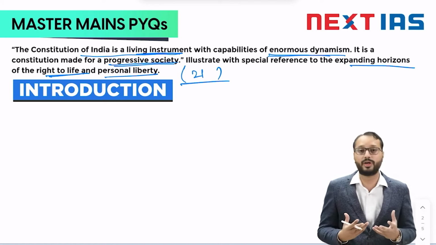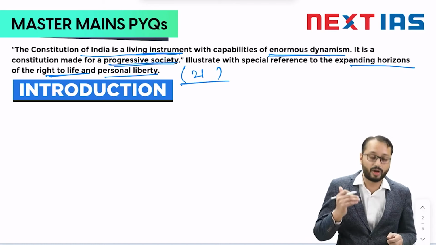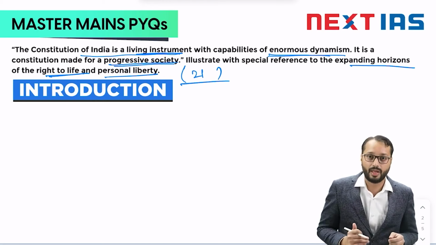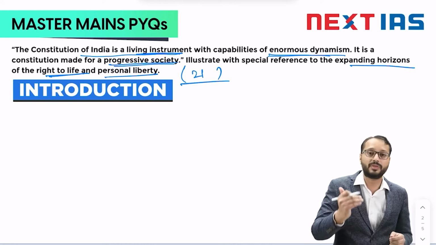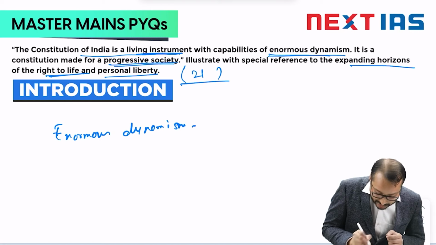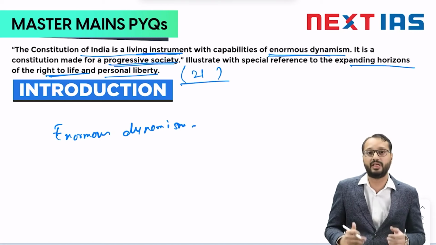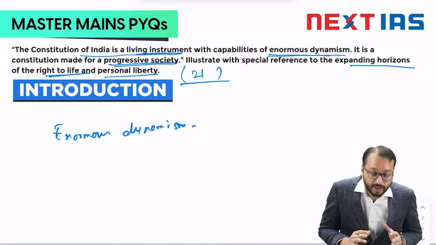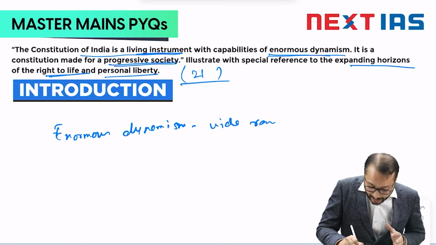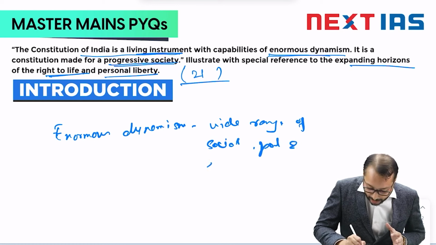So what is a living instrument? Constitution of India is not a static or a rigid document. It is adaptable and flexible to changing times in the society, right? And then the second important word is enormous dynamism. Constitution has enormous dynamism. So what does this term enormous dynamism basically signify? It signifies that the constitution can respond to a wide range of social, political, and economic changes, right?